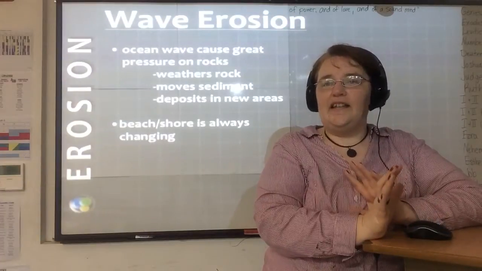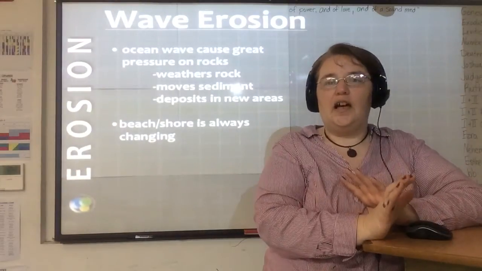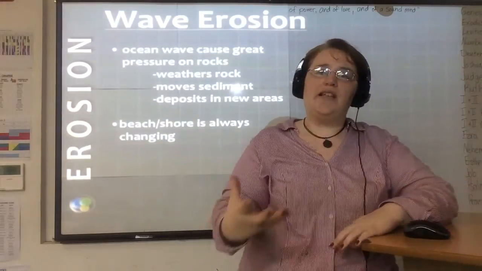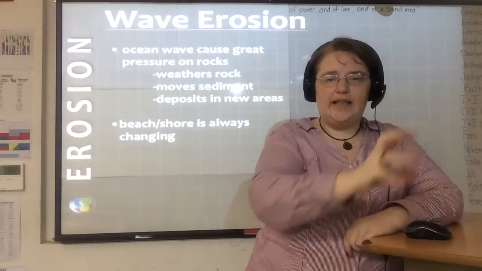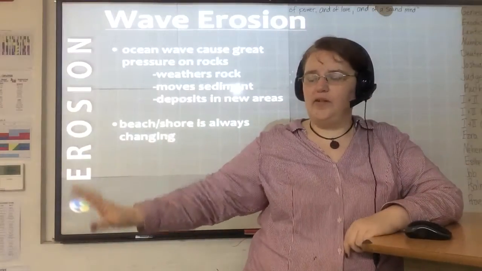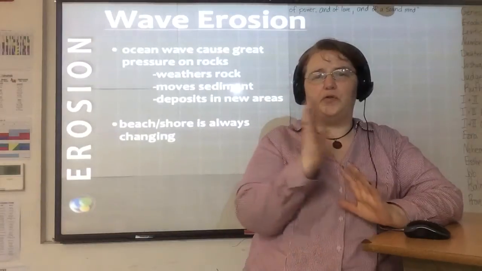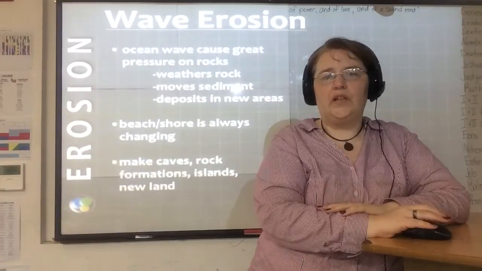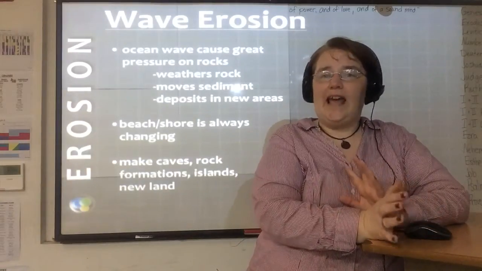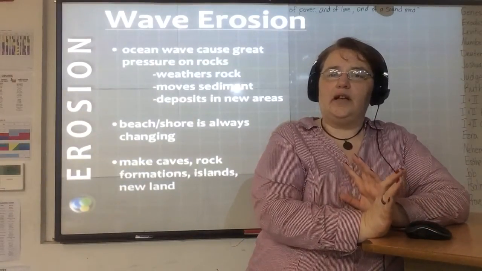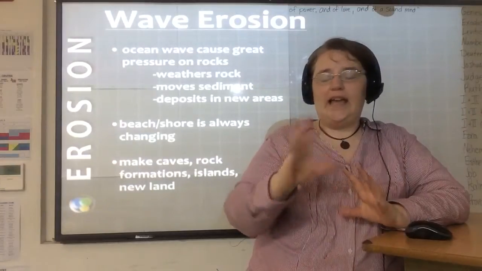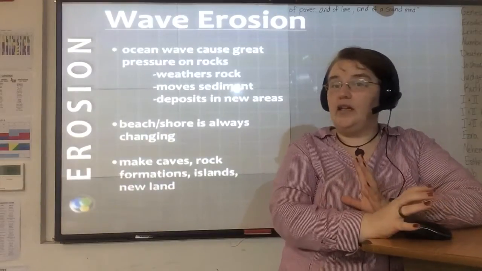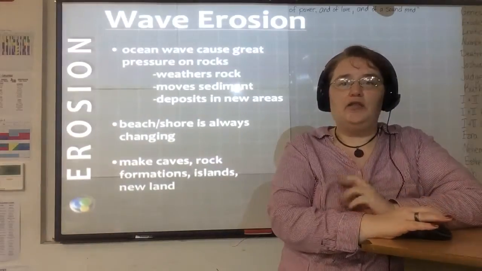Now, places like the beach, the shoreline are always changing because of wave erosion. Water comes in with sediment, drops it, takes sediment out to the ocean. The shore is always changing. Those rocks near the water are always changing because of wave erosion. It makes different formations like caves and rock formations like sea caves and sea stacks. We'll show you in just a moment. It also can produce islands and new land formations.